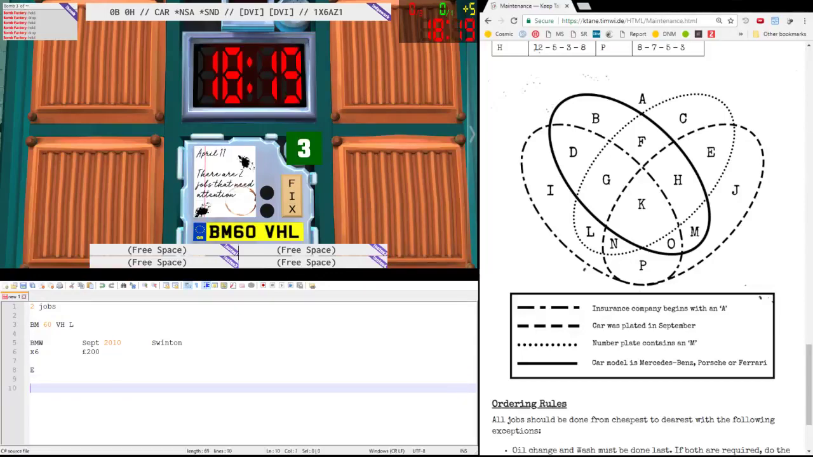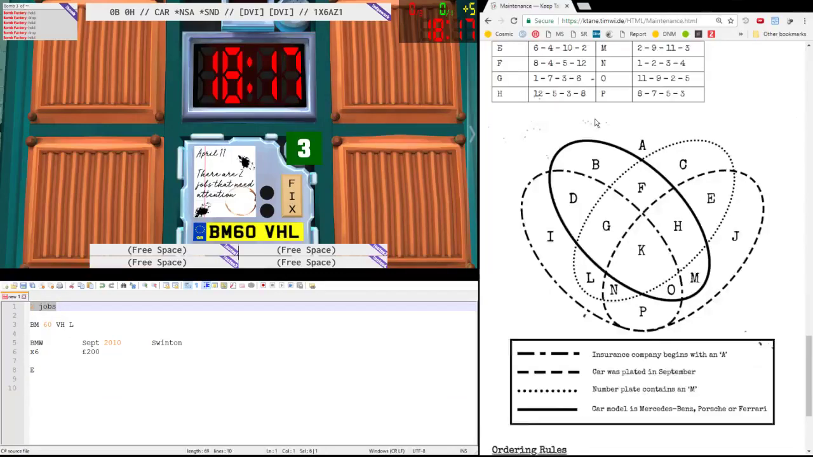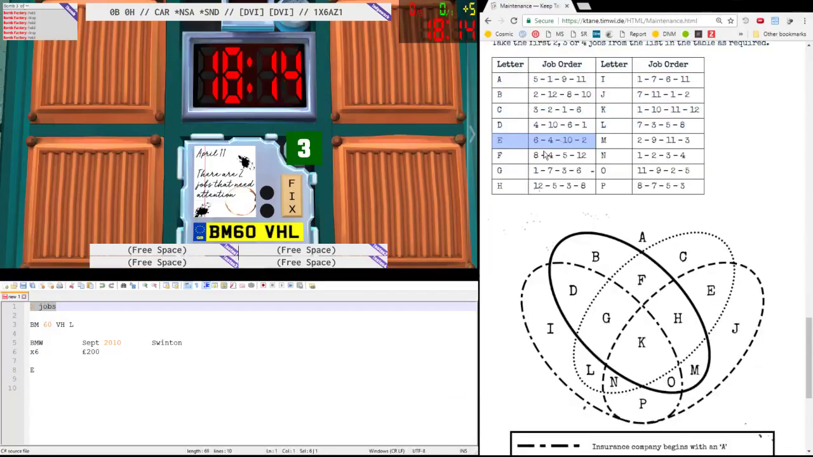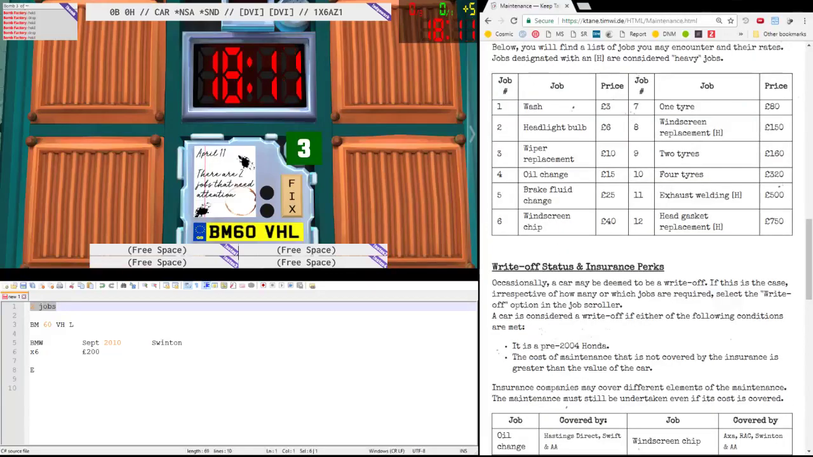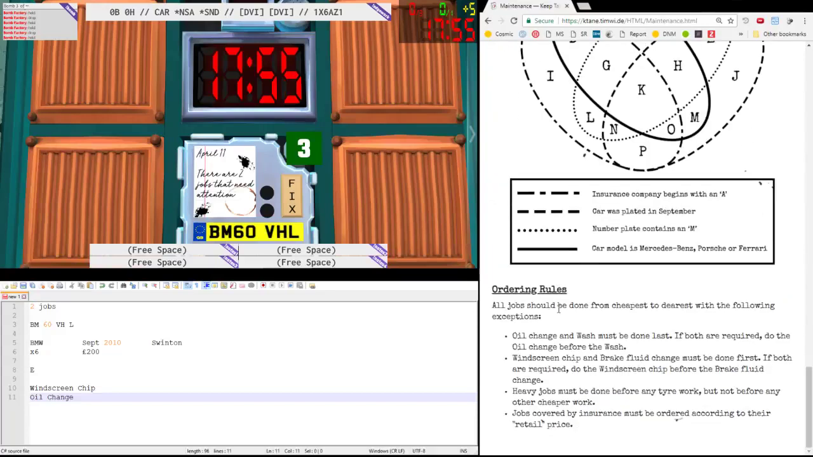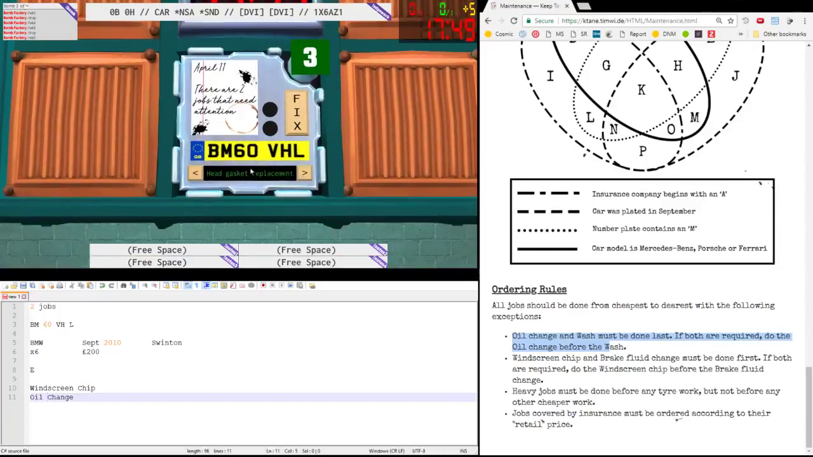Remember, per our instructions at the beginning, we need two jobs. So we're going to hop up here to E and take the first two of the jobs. That's 6 and 4. 6 and 4 is windscreen chip and oil change. Notice cost is $55, considerably less than the $1,200 we'll get when we multiply that 200 times 6. So we just need to check the order. Oil change must be done last. Oil change is last, so we're ready to give out the answer. It is a windscreen chip, and then an oil change.